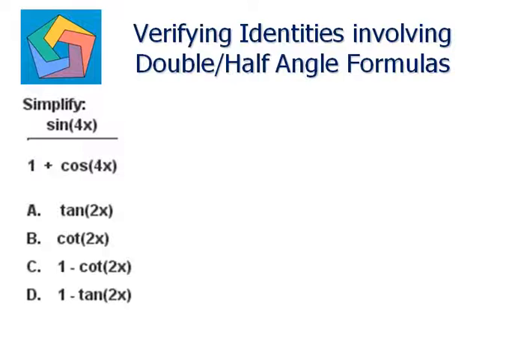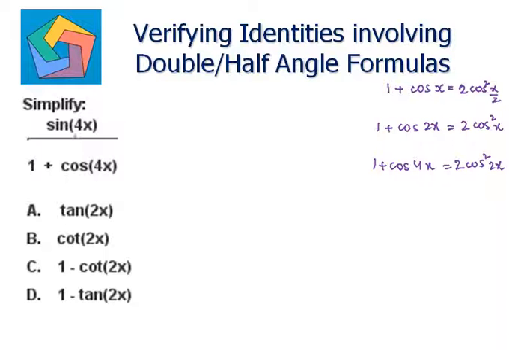Next problem. Simplify sin 4x over 1 plus cos 4x. In the first problem, we discussed that 1 plus cos x is equal to 2 cos square x by 2. I can say 1 plus cos 2x is equal to 2 cos square x. Again, doubling the angle, I can say 1 plus cos 4x is equal to 2 cos squared 2x.